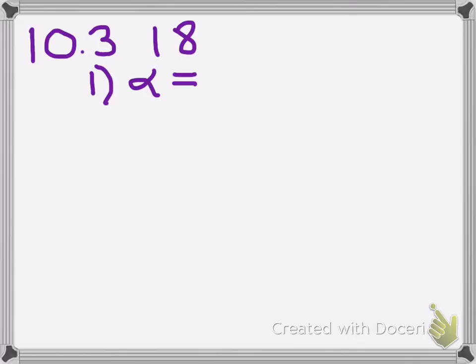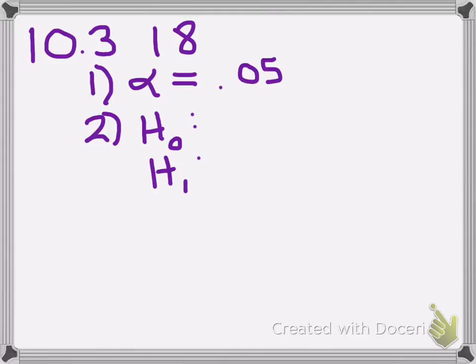Okay, I'm going to get you started and almost complete section 10.3, problem number 18. So I'm going to think that you've read through it several times. So as you know, our step 1 is our alpha level, and for this problem it's alpha equals 0.05. Step 2, we will set up our hypotheses, our null and our alternative, and we're testing mean here.